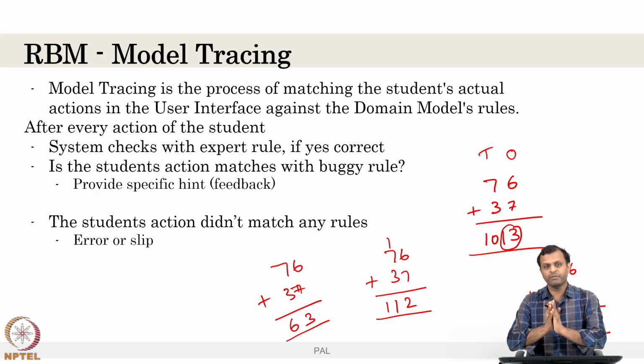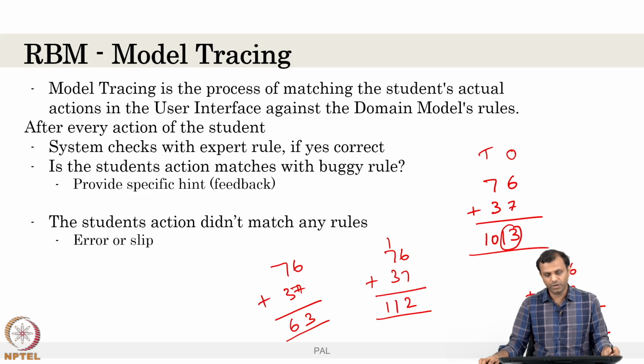Now you might have one particular correct rule. You might have two or three buggy rules. One non-rule-matching is also possible. This is how you have to trace the learner's actions in the RBM model tracing. There's one more thing called student tracing, where you could use this knowledge to understand the student's skill by using the Bayesian knowledge tracing method. This we'll discuss in learner modeling in the next week.